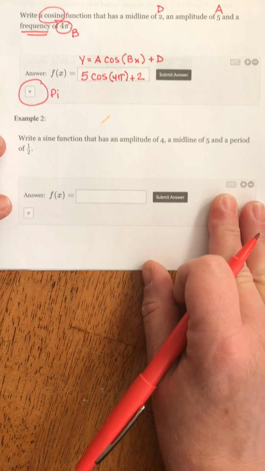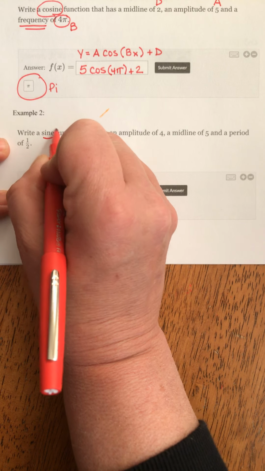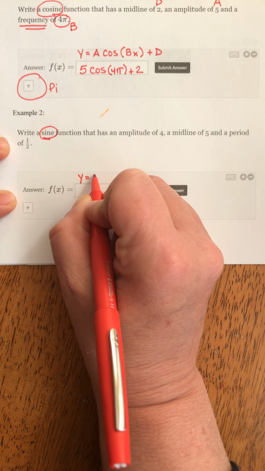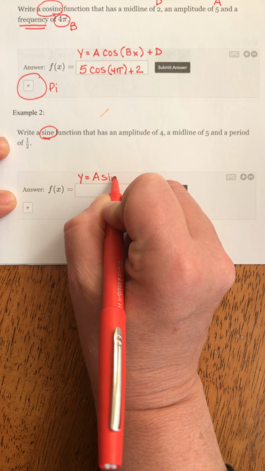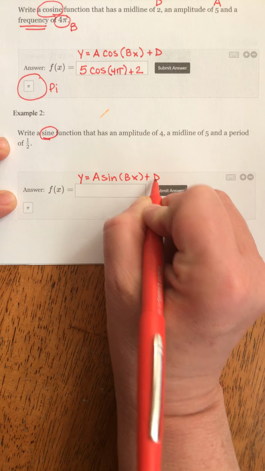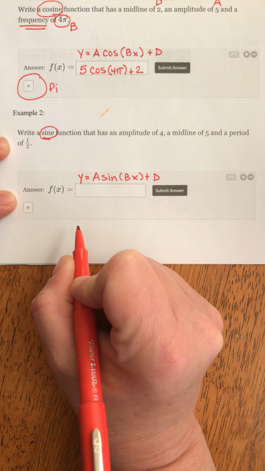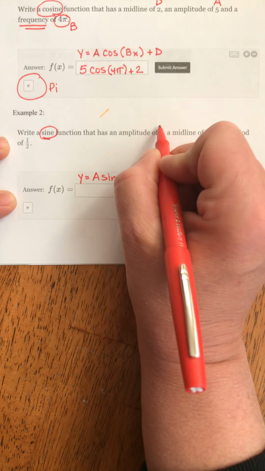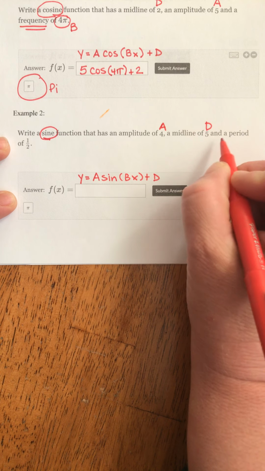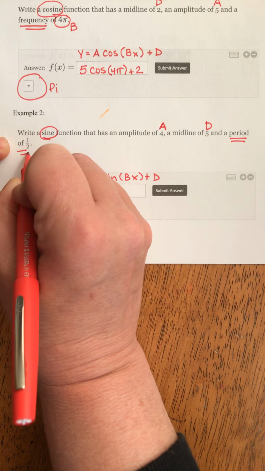Let's do another one. In example 2, they said write a sine function. So that's important because sine would look like this: A sine, parentheses, B x plus D. So now we need to find A, B, and D to put in this equation. So amplitude is 4, that's your A value. Midline of 5, that's your D value. And it says here it's a period of 1/2.